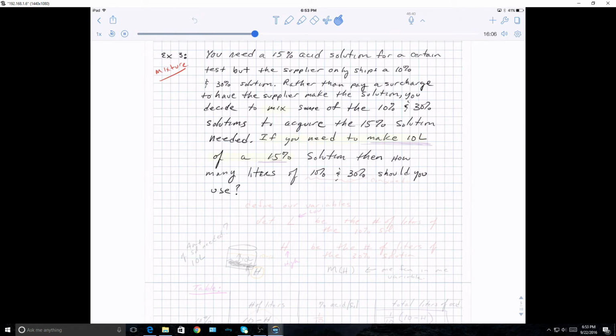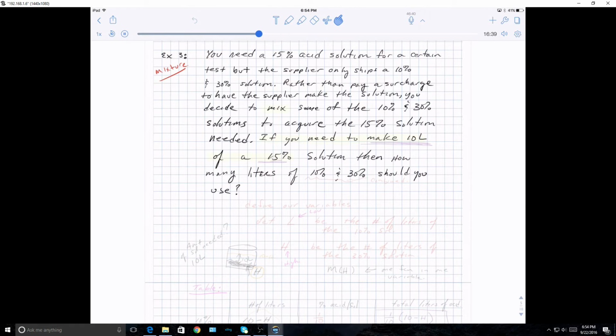You need a 15% acid solution for a certain test, but the supplier only ships a 10% and a 30% solution. Rather than pay a surcharge to have the supplier make the solution, you decide to mix some of the 10 and the 30% solutions to acquire the 15% solution that is needed. If you need to make 10 liters of a 15% solution, then how many liters of 10 and 30% should you use?